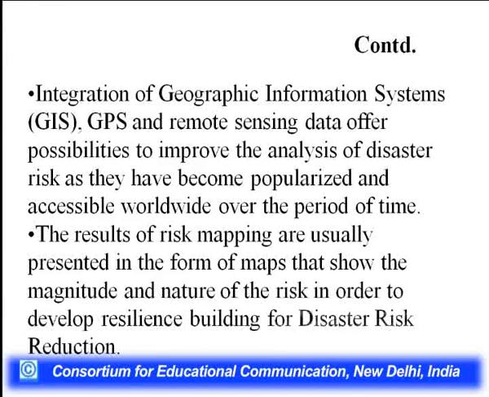Results of risk mapping are usually presented in the form of maps that show the magnitude and nature of risk. So maps are a reflection of the reality represented in a spatial and temporal form, and it is an art of science. I would like to bring before you in this case, relating with disaster risk, human geoscience. So, it is a very important technology of human geoscience, and it can bring a lot of change in the society through improving our understanding.